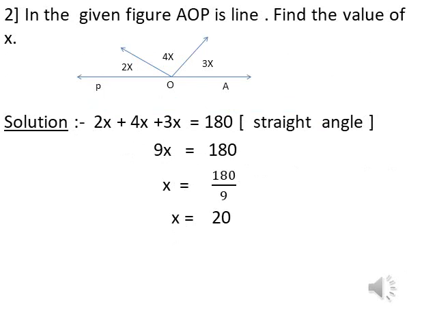Solve one more example based on straight angle. In this figure, AOP is a straight line and we want to find the value of x. So we know the measure of a straight angle is 180. If we add 2x plus 4x plus 3x, it equals 180 because the angle is a straight angle. POA is a straight line. So this becomes 9x. 9x is 180. So x is 180 upon 9. So the value of x we got here is 20.